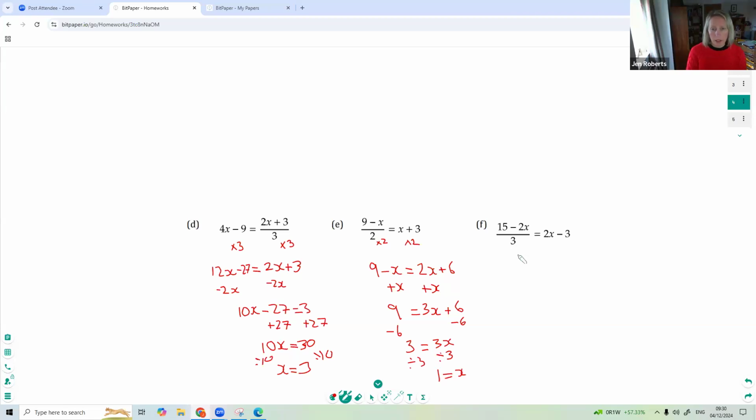Okay, what about this one? Times both sides by 3. If you did get that wrong, and now you realise, well, F is similar, you might want to go back and change it maybe. But anyway, pause me at any point you feel it's necessary. That would give you 15 minus 2x here. Times all this by 3, we get 6x minus 9. Least amount of x is a minus 2x. To balance it off, we need to add 2x to both sides.